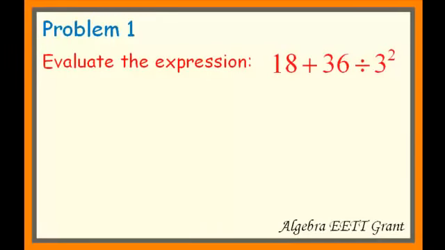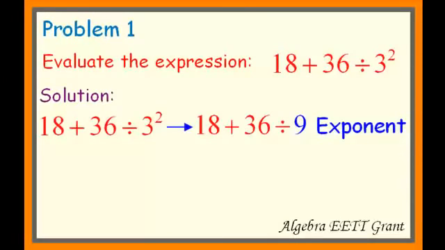So we're going to evaluate the expression 18 plus 36 divided by 3 squared. Well, according to PEMDAS, the first thing we would do is get rid of any grouping symbol. We'd have to do anything inside of that, but we have no parentheses on this one. So the first thing that we have to do is an exponent. So the exponent we have to deal with is the squared. So 3 squared is going to give us a total of 9.